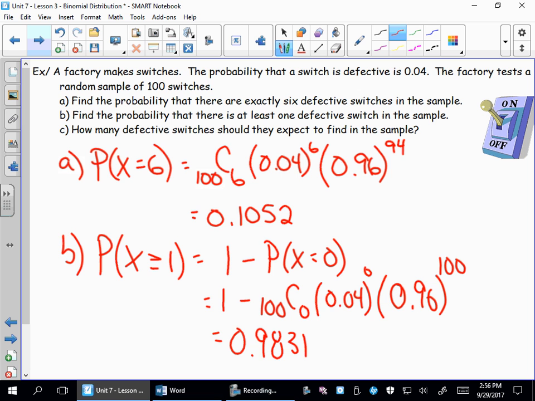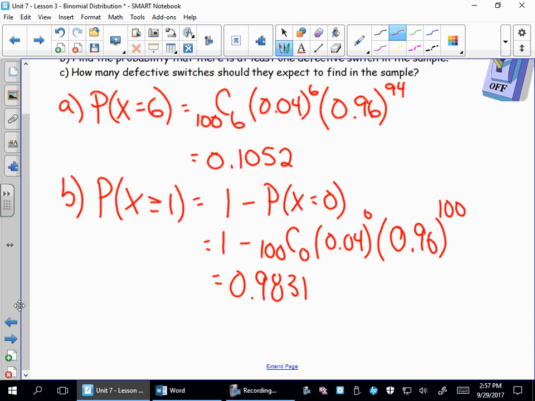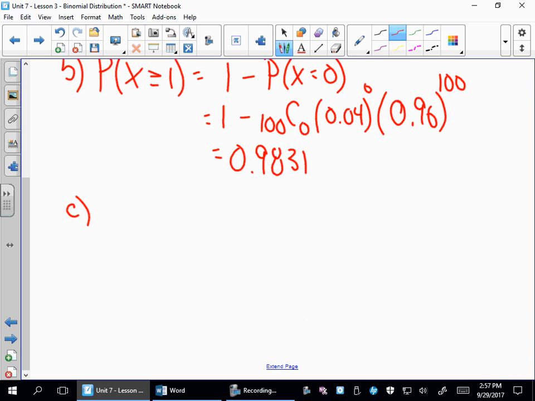Okay, part C. How many defective switches should you expect to find in the sample? Well, if you stop and think about it, 0.04 is the same as saying 4%, right? So really what I'm asking is, how many expected switches should I get if, on average, there's 4% effectiveness? If there's 100 switches, doesn't it make sense, logically, 4% of 100 is just 4. I would expect 4 defective switches.